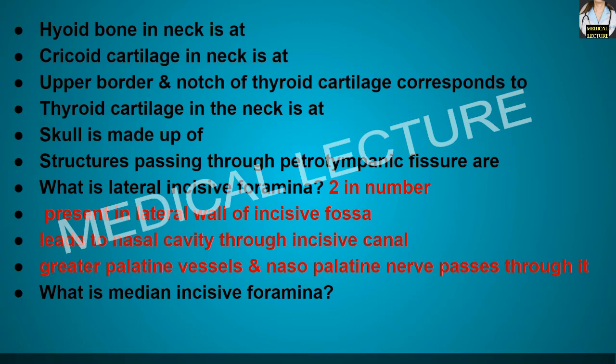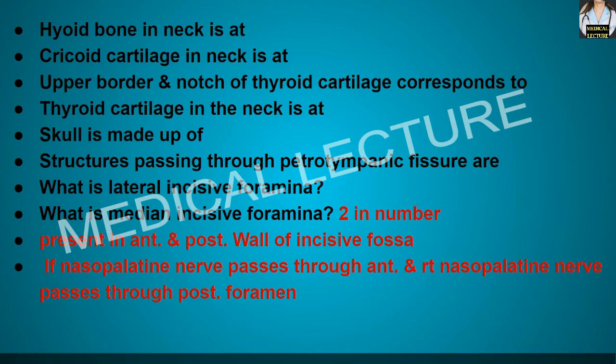Now next is, what are the medial incisive foramina? These foramina are also 2 in number and present in the anterior and the posterior walls of the incisive fossa. Remember, the left nasopalatine nerve basically passes through the anterior foramen, while the right nasopalatine nerve passes through the posterior foramen.